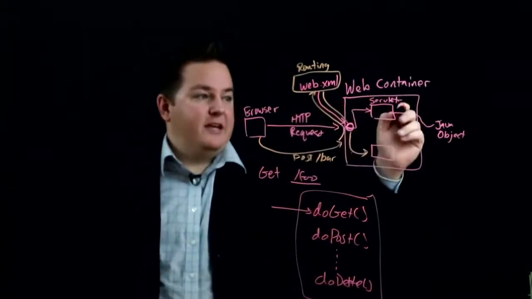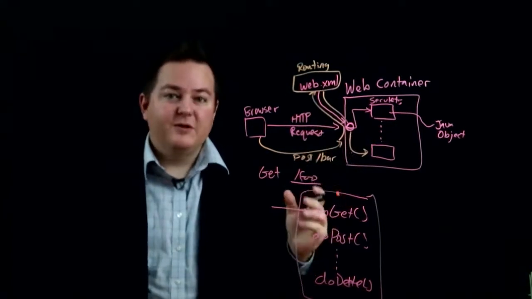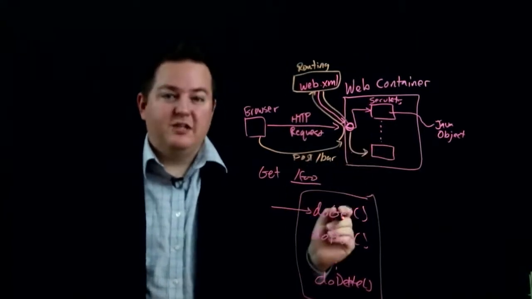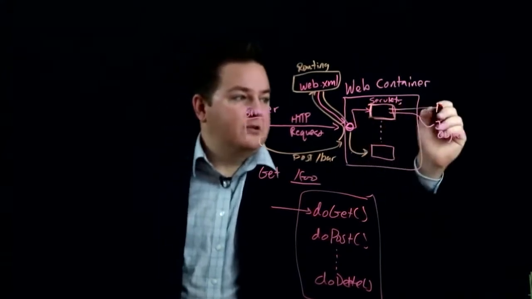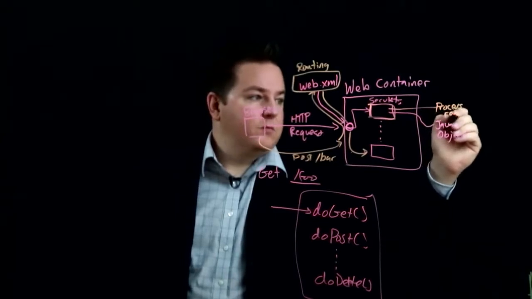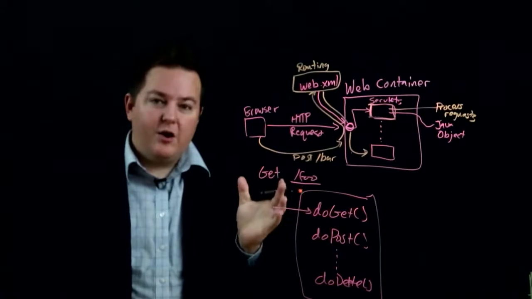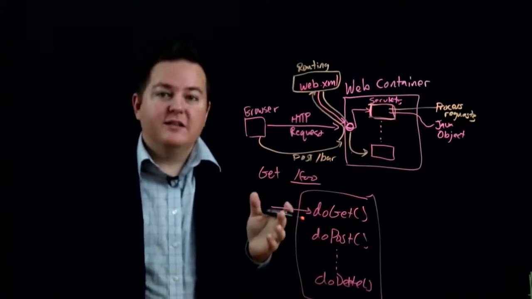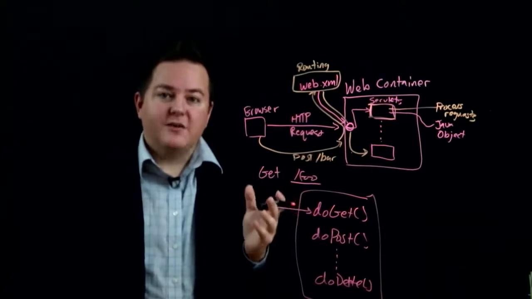The web container handles the life cycle and uses this routing table to decide which servlet should receive requests, and then the individual servlets process requests. So this is the overview of how the servlet system in Java works to handle requests.